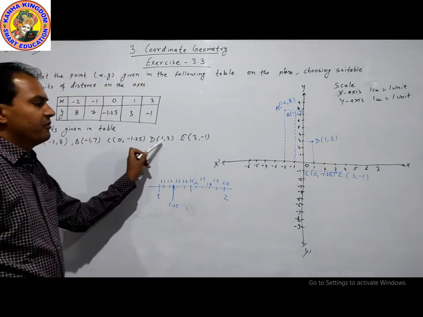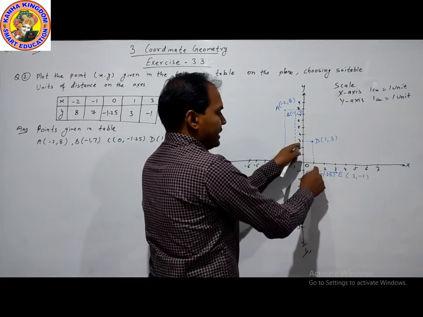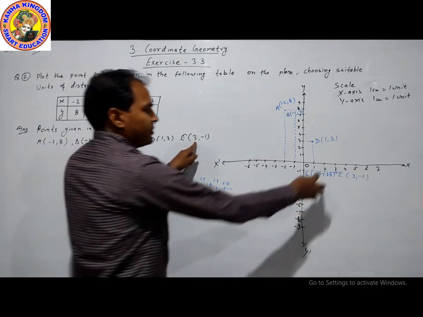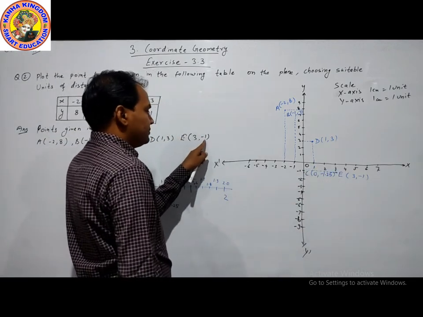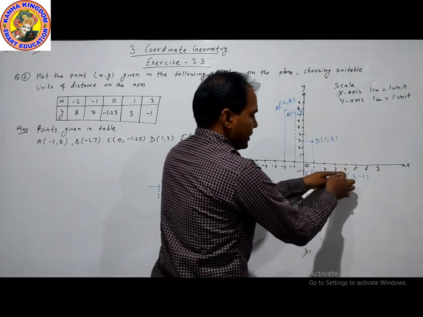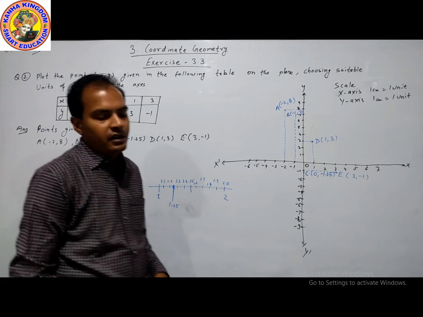Now point D: (1, 3), x is 1, y is 3, here is point D. Point E: x is 3, y is -1, (3, -1). So here is point E. This is our final answer.